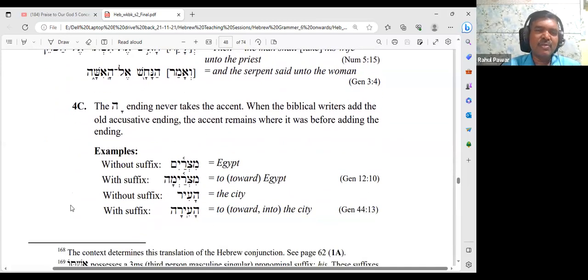Then here they have given some examples. Qamets hey, that is the accusative ending, never takes the accent. When biblical writers add the old accusative ending, the accent remains where it was before adding the ending. For example, the accent was over the resh in Mitzrayim without suffix. But when we add the qamets hey, it becomes Mitzrayma, to or towards Egypt. Ha'ir, that is the city. Ha'ira, that is to or towards the city.